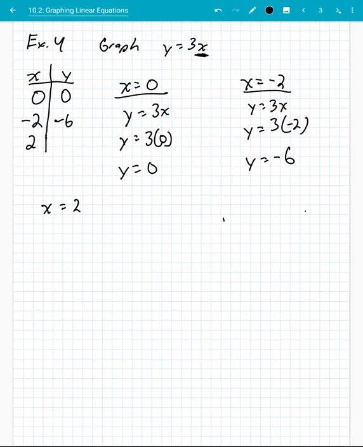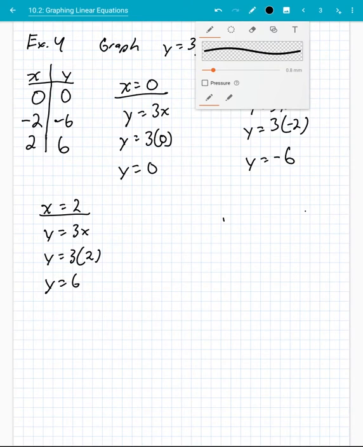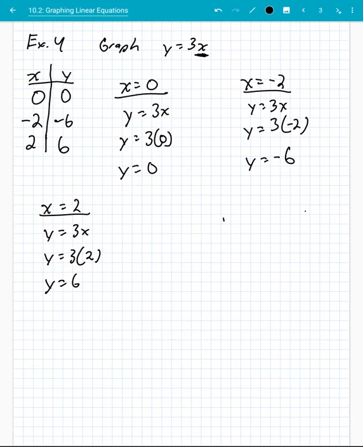X equals 2, y equals 3x, y equals 3 times 2, so y is equal to 6. There's all of our points. So go ahead and make a linear graph. Let's make this graph. Again, you just kind of estimate it. It doesn't have to be perfect, but with graphing paper, it's a lot easier.